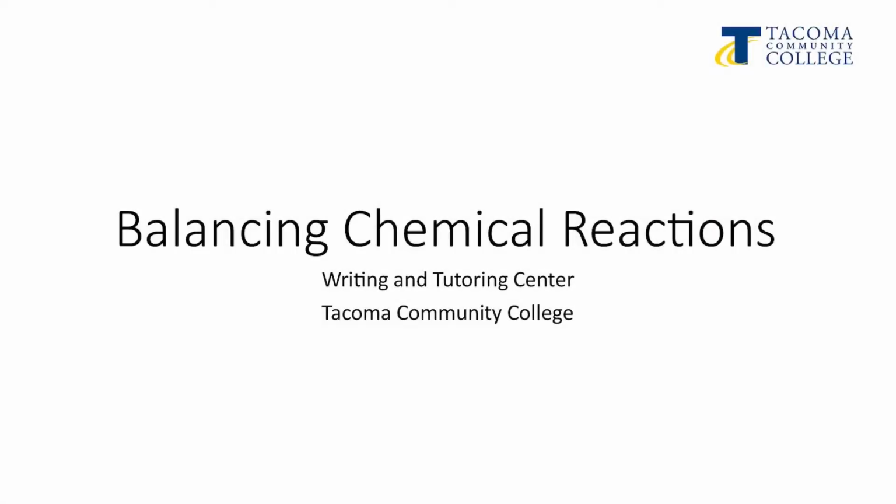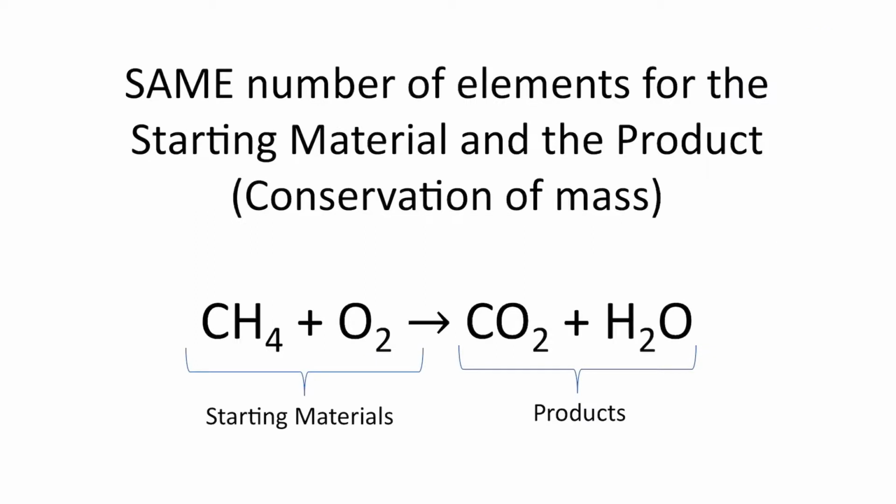In this video, we will cover how to balance chemical reactions, created by the Writing and Tutoring Center at Tacoma Community College. In terms of balancing a chemical reaction, we expect to have the number of elements for the starting materials, which is the left side of the equation, equal to the number of elements for the products, which is the right side of the equation. And this happens due to the conservation of mass.